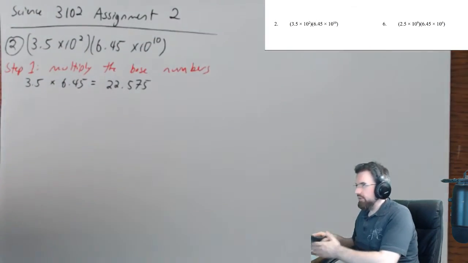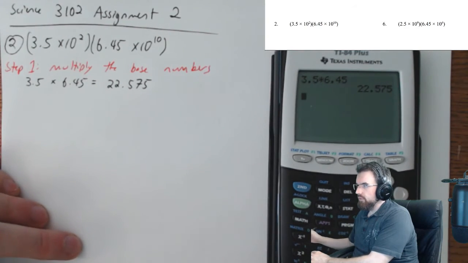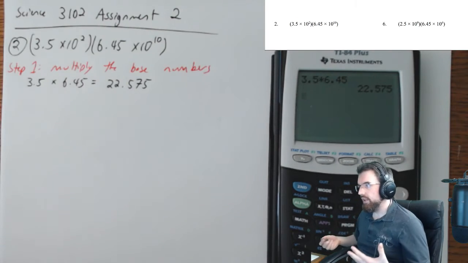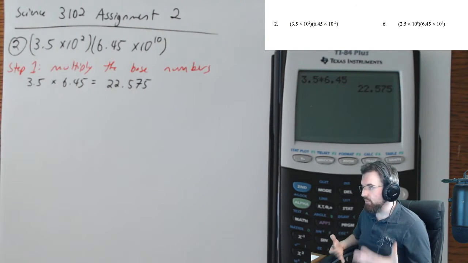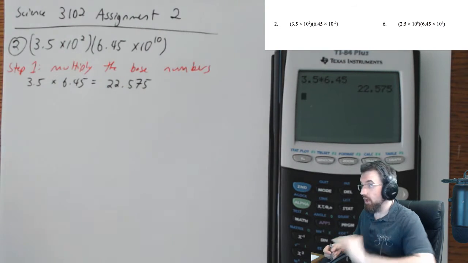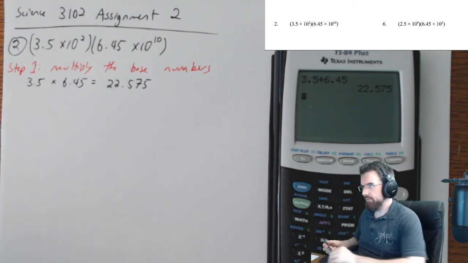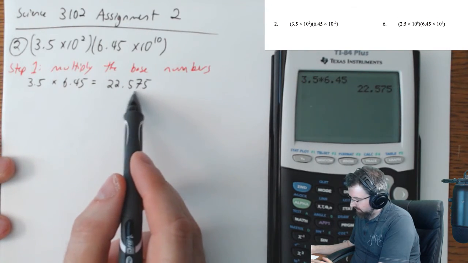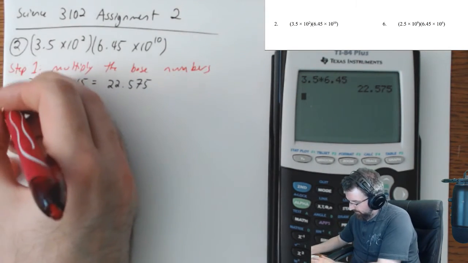22.575. And this is to show you how to do it if you don't have a calculator that you can punch scientific notation into that easily. A lot of calculators handle it very differently. Sometimes it'll be more confusing than others. So this is the way that will always work, no matter what your calculator is. Okay, so we multiply the base numbers, and we get that. Step 2.